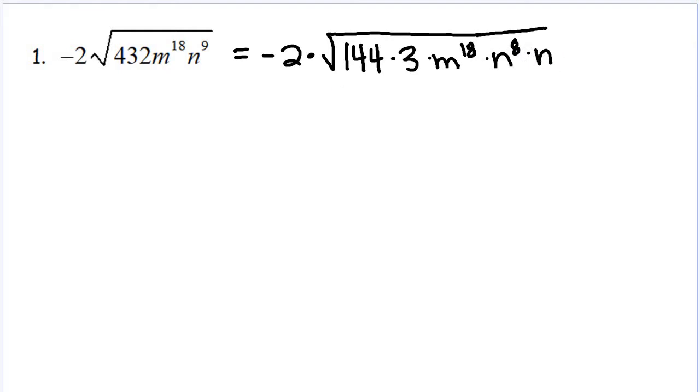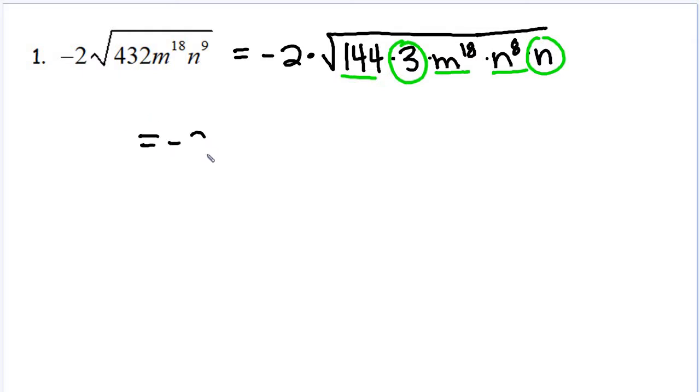So then we need to figure out what's staying and what's going. 144 is a perfect square, so we can take the square root of that. We cannot take the square root of 3. We can take the square root of m to the 18th. We can take the square root of n to the 8th, and we cannot take the square root of n.